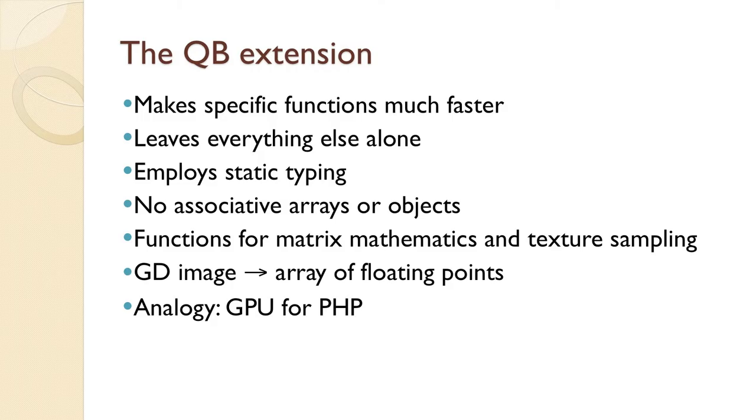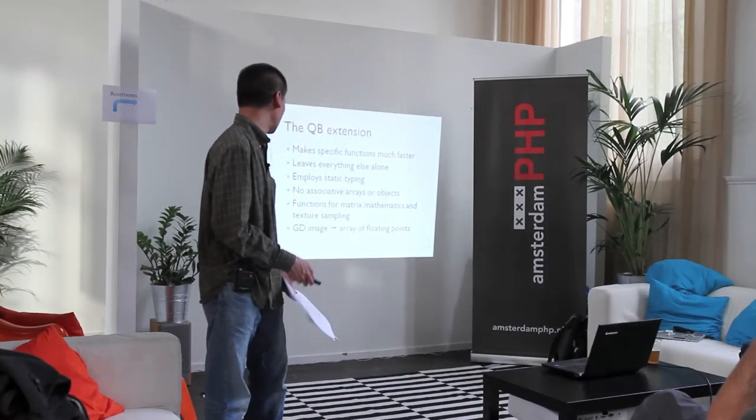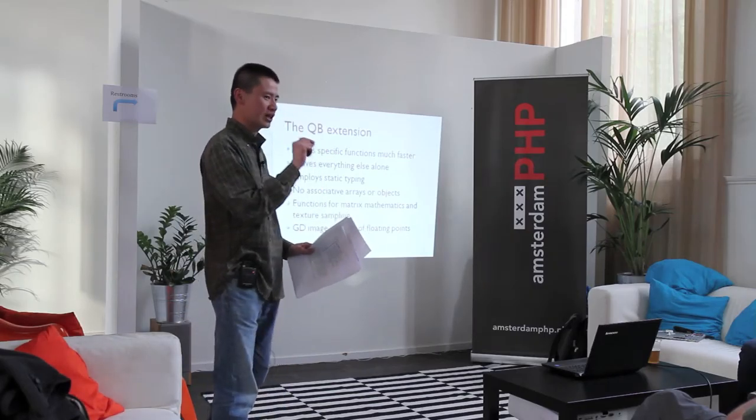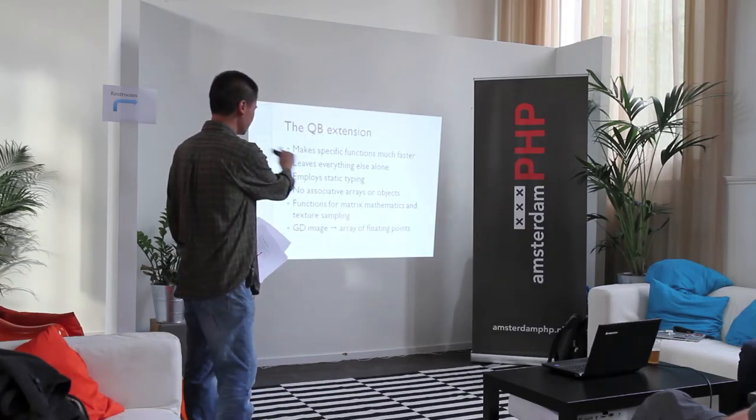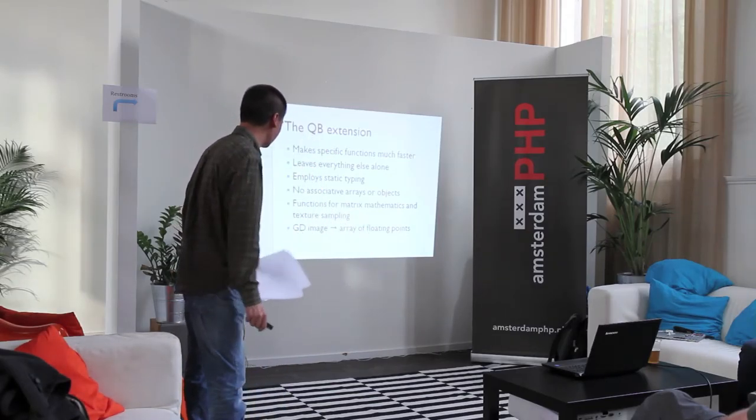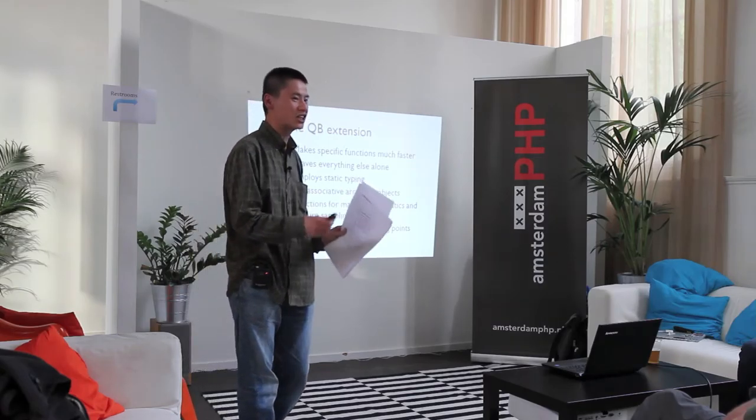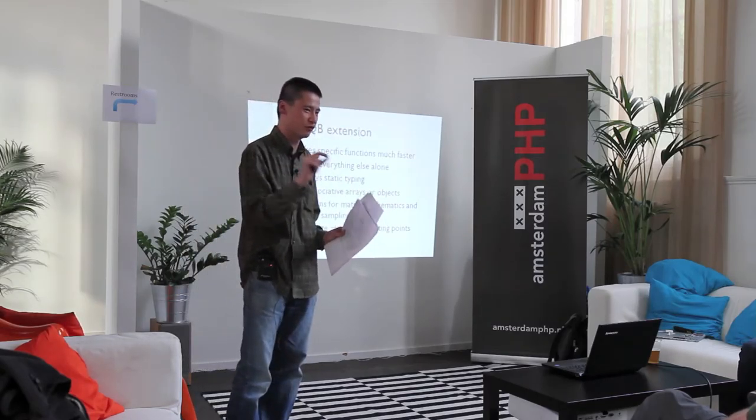Basically, for that purpose, it provides functions that allow you to do things like taking dot product and doing matrix multiplication, and also stuff like bilinear interpolation. And the extension also allows you to access individual pixels in an image as though it's an array of floating points. That makes it a lot easier to make changes to individual pixels.